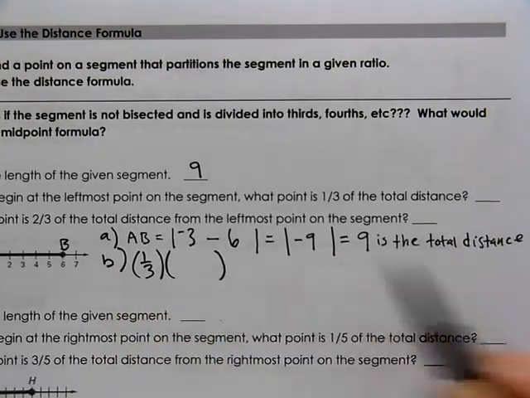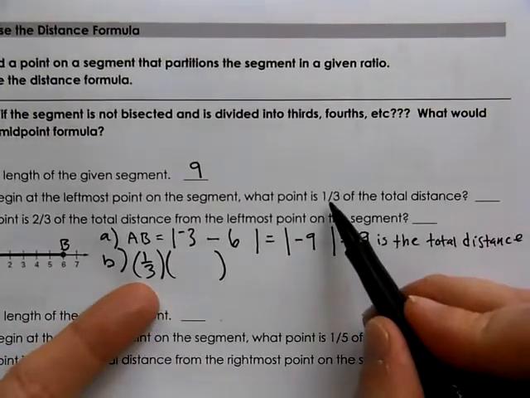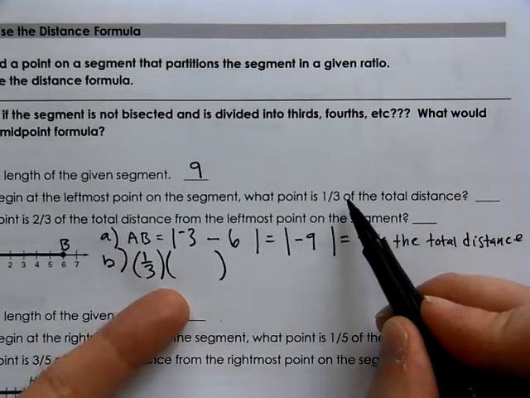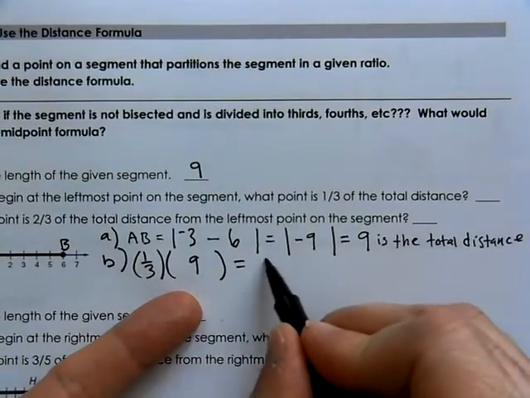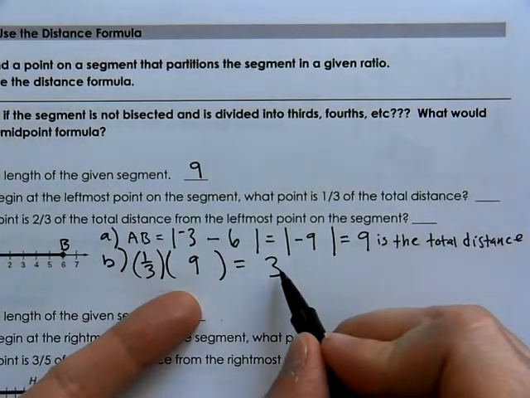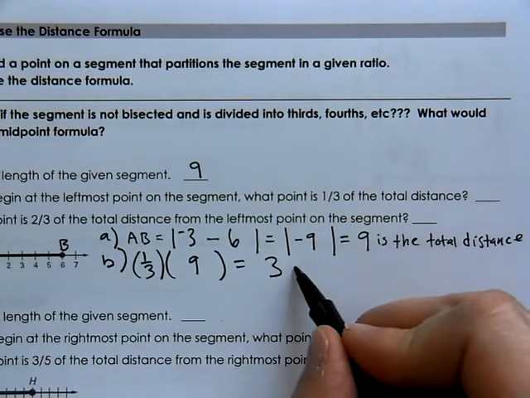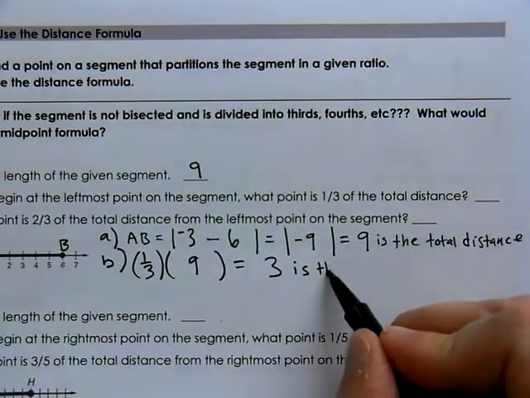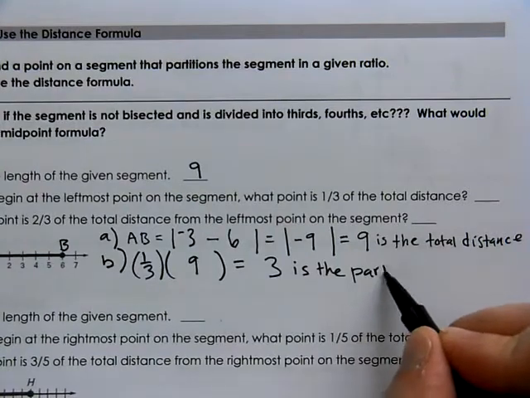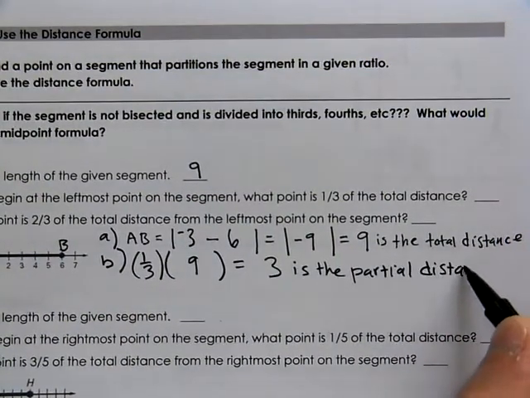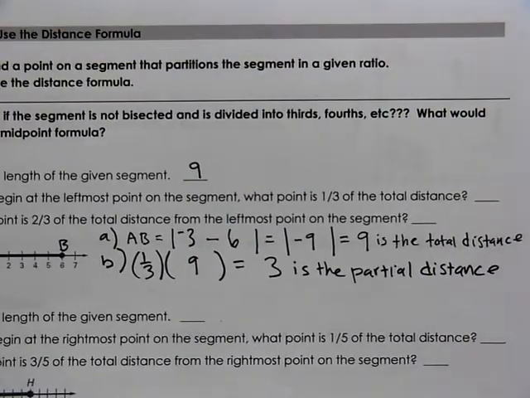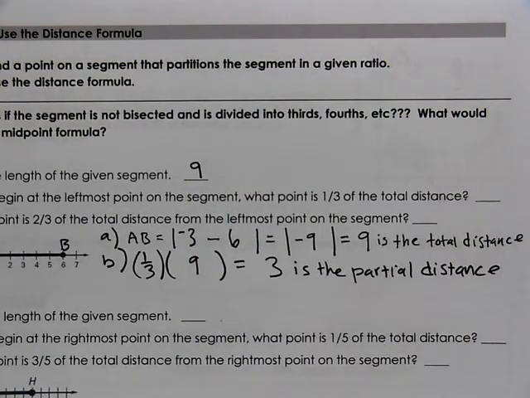So what we're doing is taking 1/3 of, and of means multiply. It says what is 1/3 of the total distance. The total distance is 9, and this is not our answer because this is just a partial distance. 3 is the partial distance that we must travel. Because the question is not asking what is the length, it's asking instead what point do you end up with.